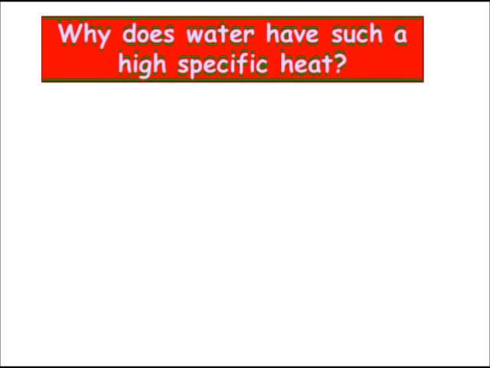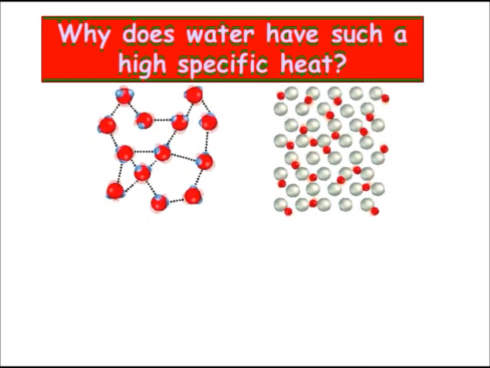All right, so why does water have such a high specific heat? Well, when I look at it, here's the shape of water. The molecules form these bonds; they like to connect to each other. So you notice there's a lot of space in between. And then here in the metal, not quite as much space.